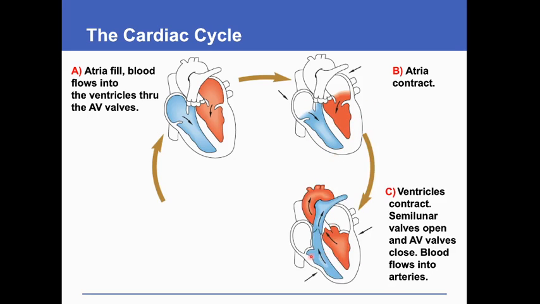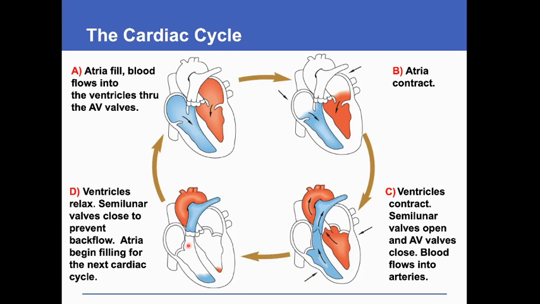When that contraction starts, the AV valves slam shut and the blood is pumped up into the pulmonary trunk on the right and into the aorta on the left through open semilunar valves. Then the contraction is over, the ventricles start to relax, the semilunar valves close, preventing backflow into the ventricles, and now the atria start filling again, and that blood starts flowing into the ventricles again.